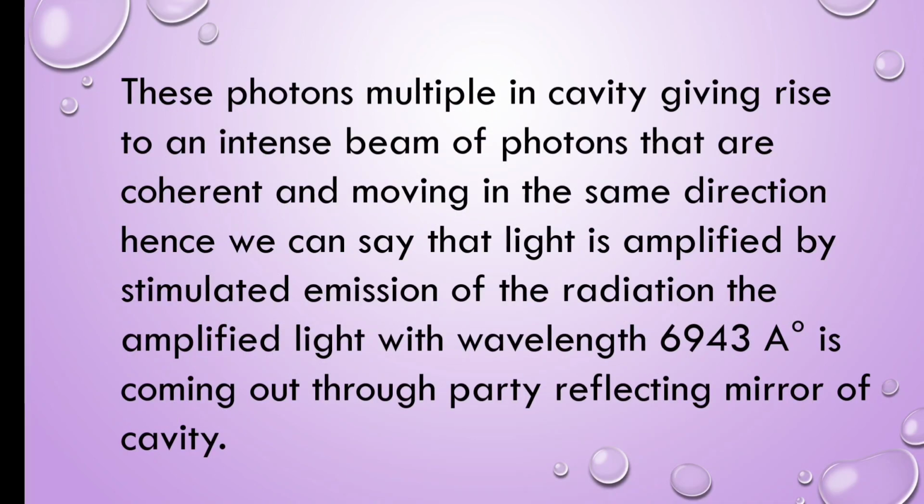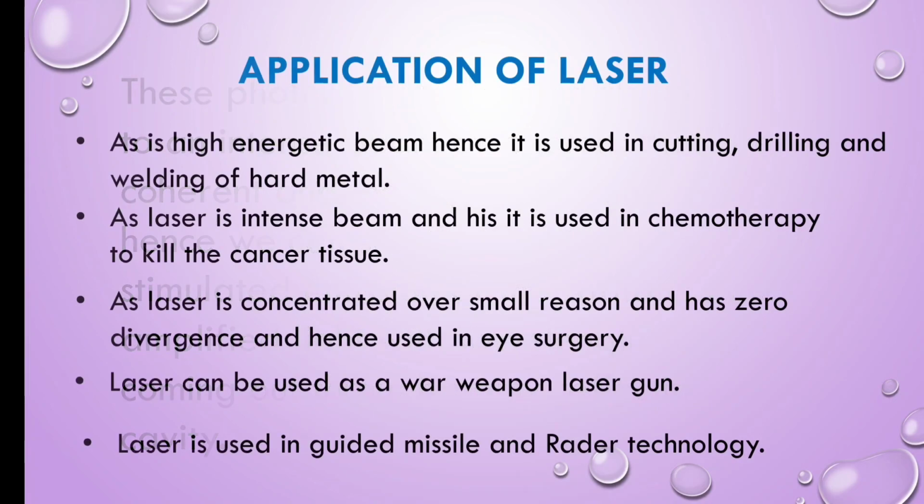These photons multiply in the cavity, giving rise to an intense beam of photons that are coherent and moving in the same direction, and hence we can say that light is amplified by stimulated emission of radiation. The amplified light with wavelength 6943 Angstrom is coming out through the partly reflecting mirror of the cavity. So the laser beam or output is obtained through this partly reflecting mirror.